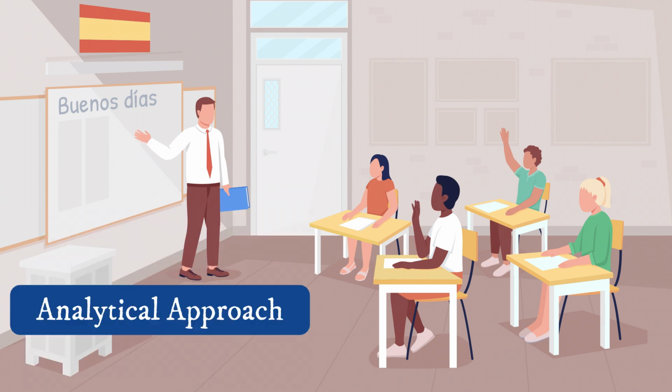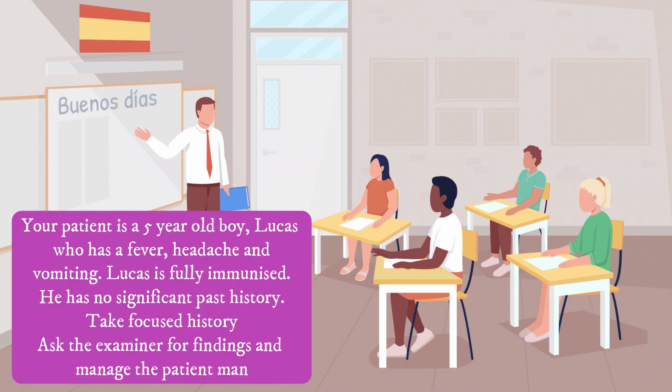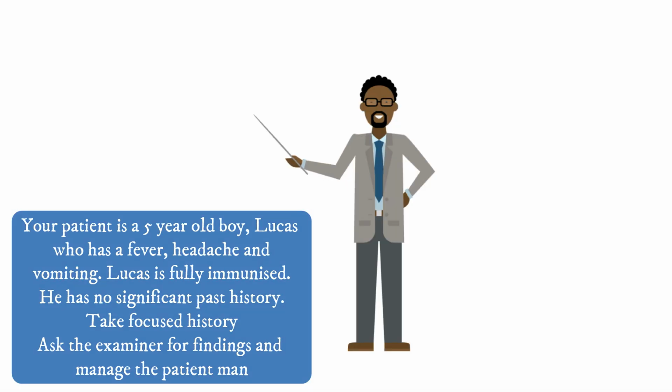So this is when I usually use my analytical approach. I will usually ask myself, why is it they have given that Lucas is fully immunized? What is the reason? So I try to analyze things. And again, I will ask myself, why did they give that he has no significant past history? How is this relevant? Because sometimes in some scenarios, there will be information like this.